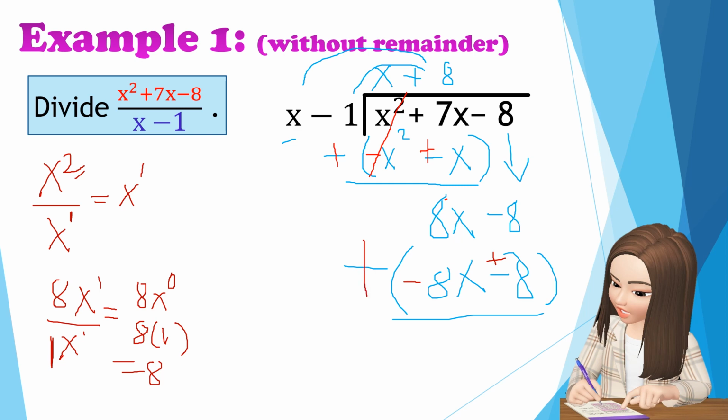Now let's add 8x plus negative 8x, that is 0, so cancel. Negative 8 plus positive 8, that is 0, so cancel again. Therefore, our remainder is 0. So the final answer for this is x plus 8.